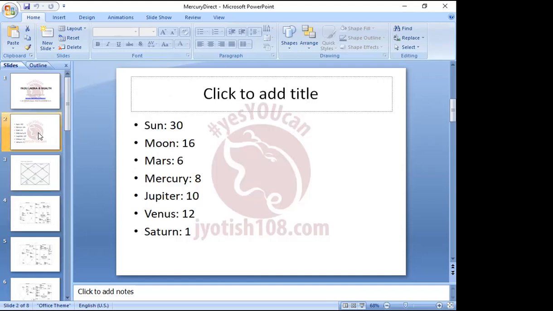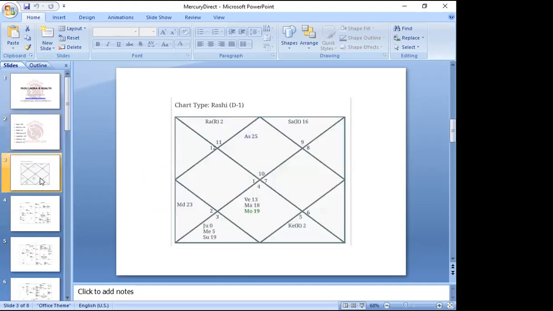So now let's come to the part of calculating the Indu Lagna. Just note down these points. Sun is 30, Moon is 16, Mars is 6, Mercury is 8, Jupiter is 10, Venus is 12, and Saturn is 1. So how to calculate Indu Lagna?